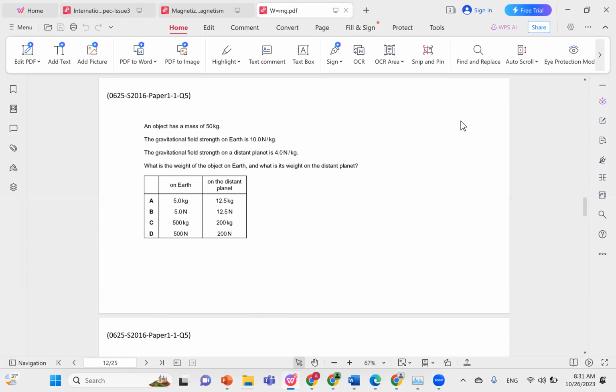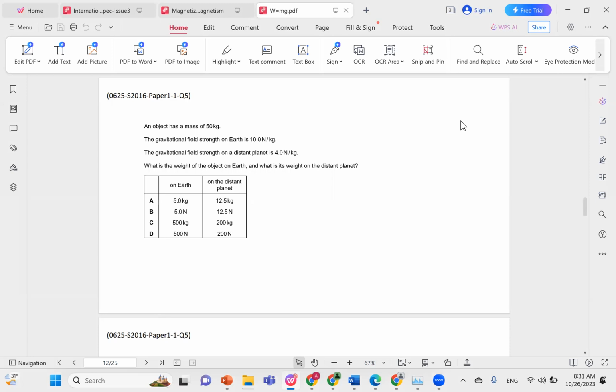An object has a mass of 50 kilograms. The gravitational field strength on Earth is 10 newton per kilogram. The gravitational field strength on a distant planet is 4 newton per kilogram. What is the weight of the object on Earth and what is the weight of the object on the distant planet? So basically, again, we're trying to do W equals mg, but we have different g's this time, one for Earth and one for the other planet.